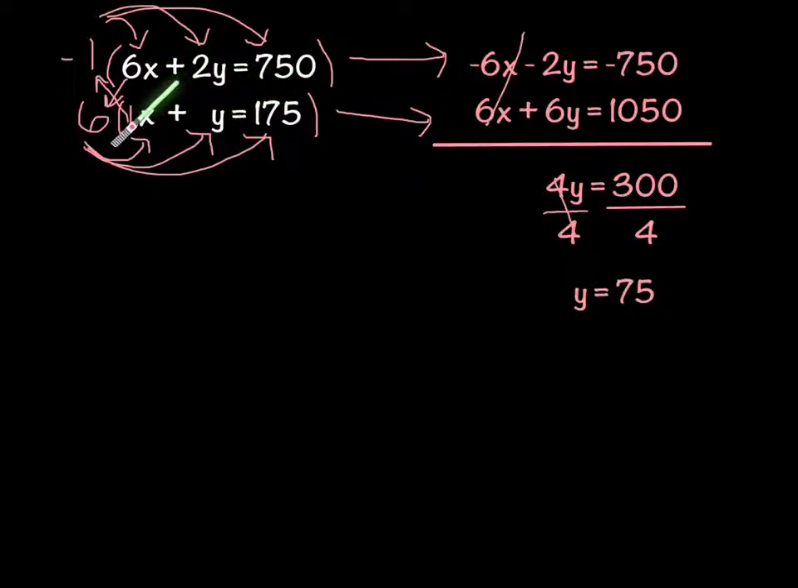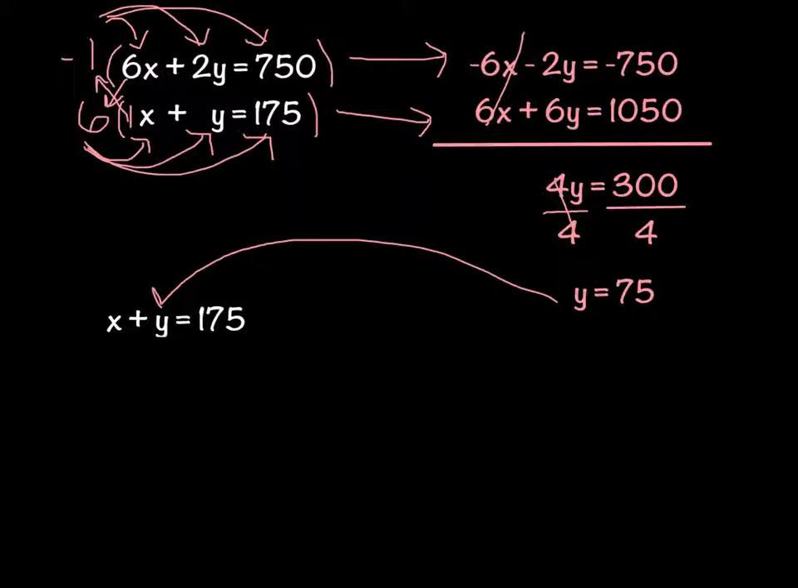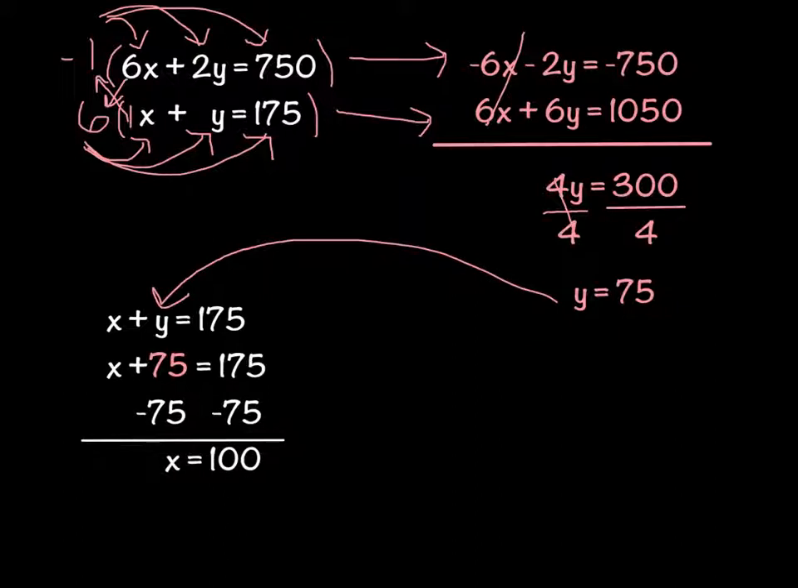Now that we found Y, we can go back to one of our original two equations, either the 6X plus 2Y equals 750, or the X plus Y equals 175. If I choose the bottom equation, the X plus Y equals 175, I'm now going to take the 75 that I found for Y and substitute it in for Y in my equation, so that I have X plus 75 equals 175. If I want to get X by itself, we need to subtract 75 from both sides. And we subtract 75 from both sides and end up with X equals 100.